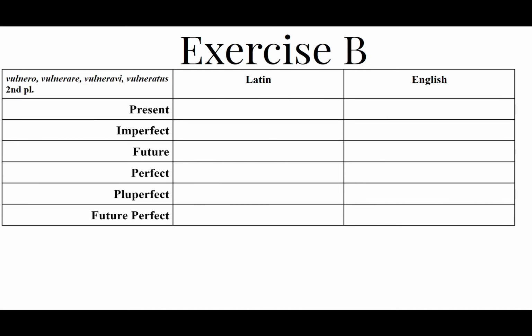For second person plural of vulnera, vulnerare, vulneravi, vulneratus, to wound, our English translations should all have the personal pronoun ye or y'all or you plural. So present stem, vulnera. Second person plural, vulneratis. Ye wound. Y'all are wounding. You plural do wound.